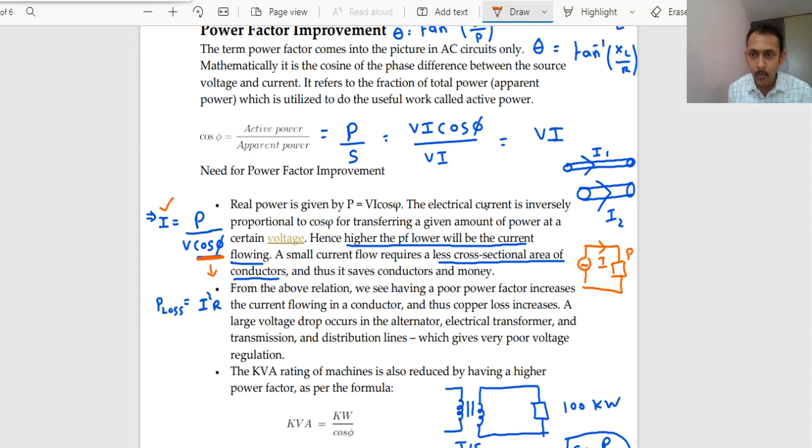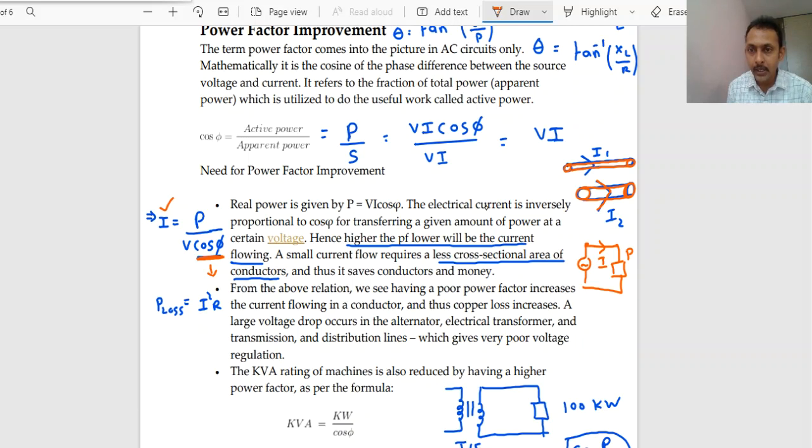Once it is drawing more current, between the source and the load, more power will be wasted in the form of losses. For example, if the amount of current drawn is more, then the conductor size we select should have a large cross sectional area. So to transfer the same amount of power with a huge current at low power factor, the cross sectional area of the conductor should be more. Then it will overall increase the cost of the equipment.